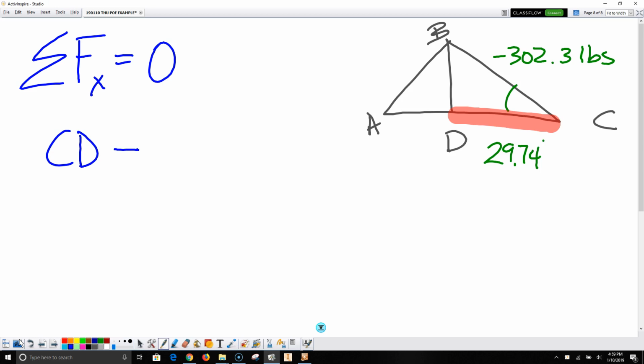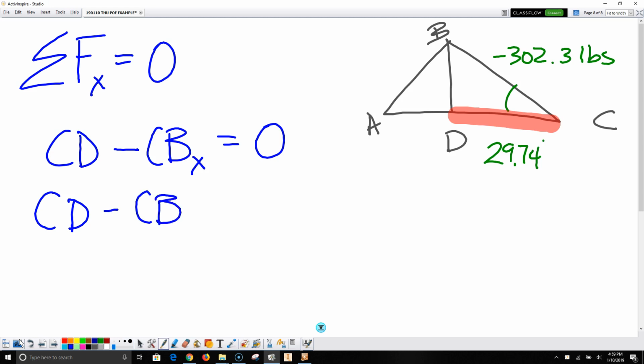We know that CB in the x direction is negative because it's in compression. And if we add those two together, we should get 0. Just like we did before with the cosine function, we can replace the CB x with this: CD minus CB cosine theta equals 0. And now we can rearrange this and solve for CD.